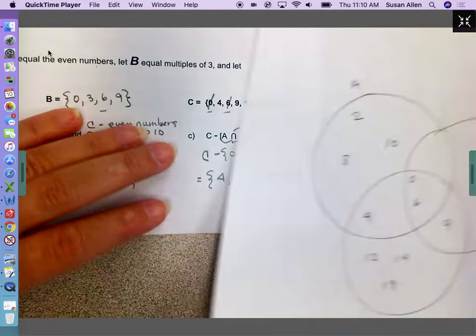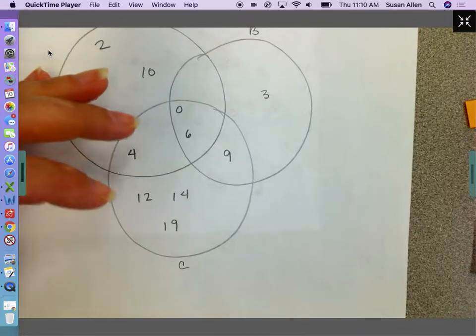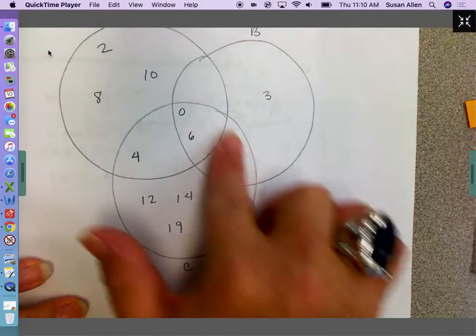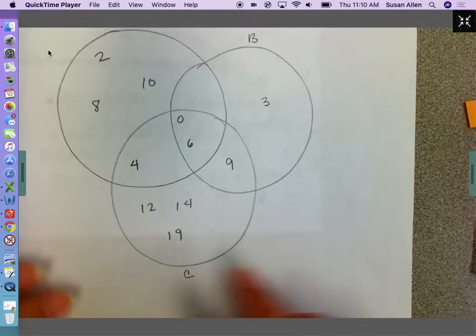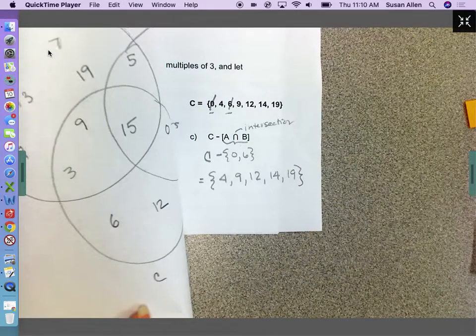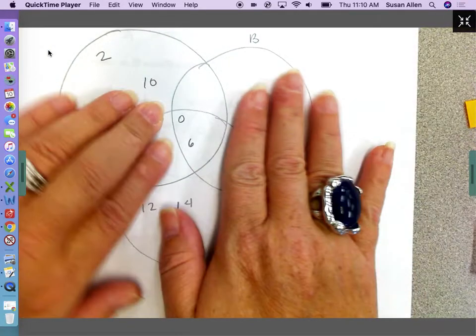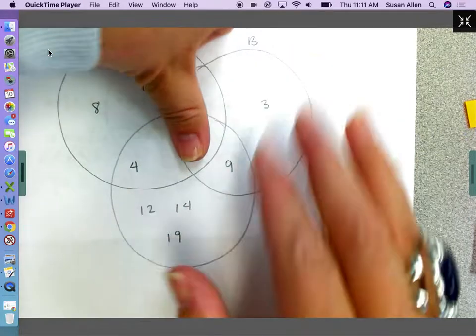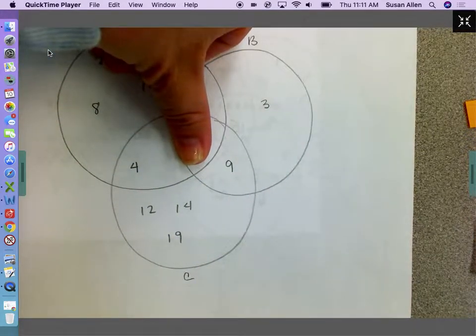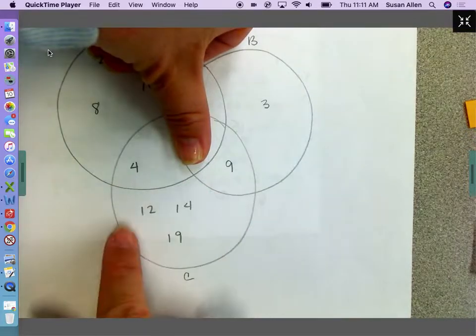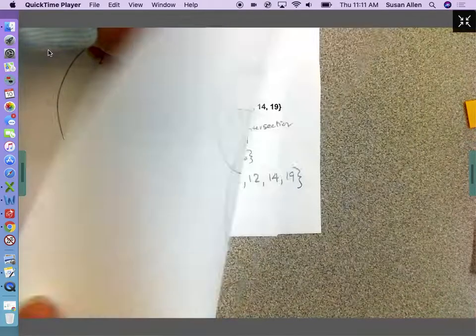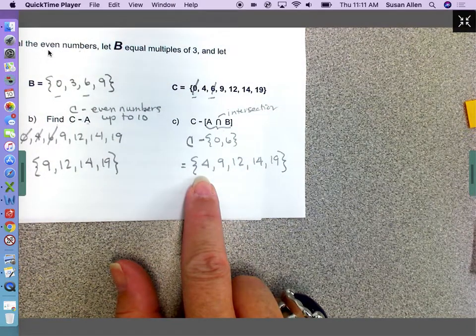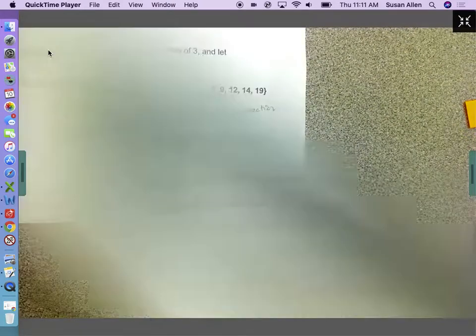So again, with our Venn diagram, if I consider circle C, all the elements in circle C, if I take out what A and B have in common, A and B have in common 0 and 6. So if I remove from circle C the 0 and 6, I have 4, 9, 12, 14, and 19 left, and that's what we wrote, 4, 9, 12, 14, and 19.